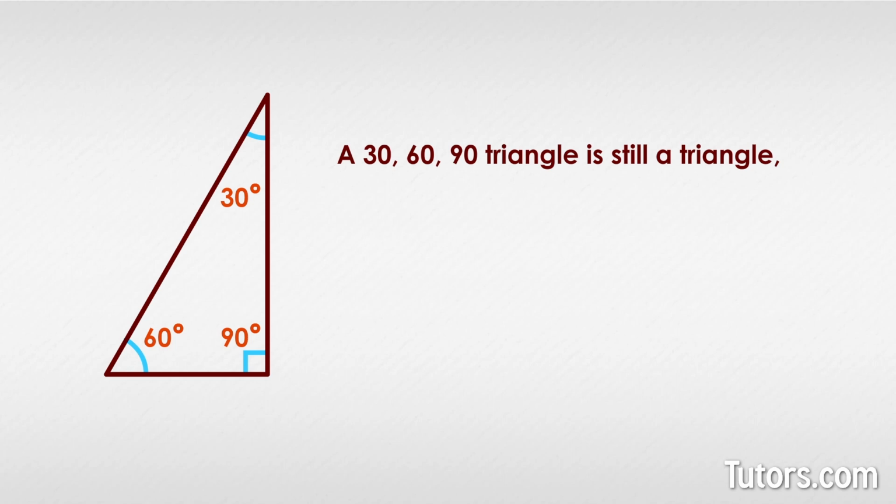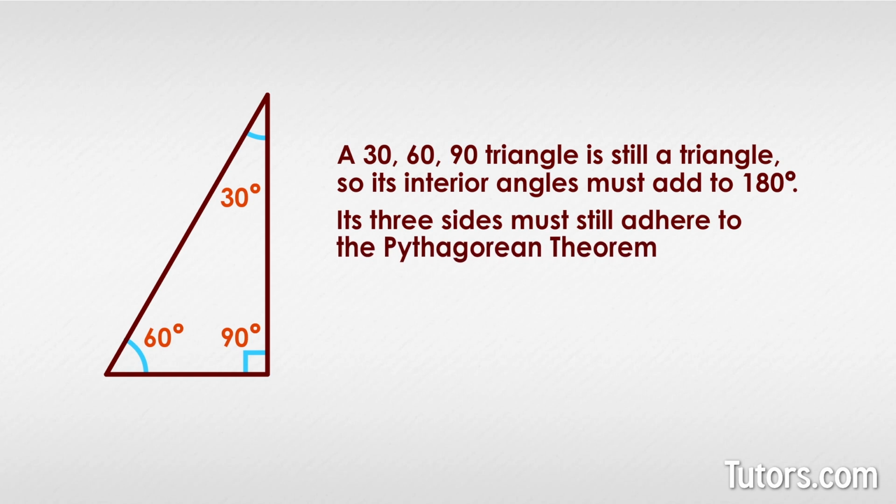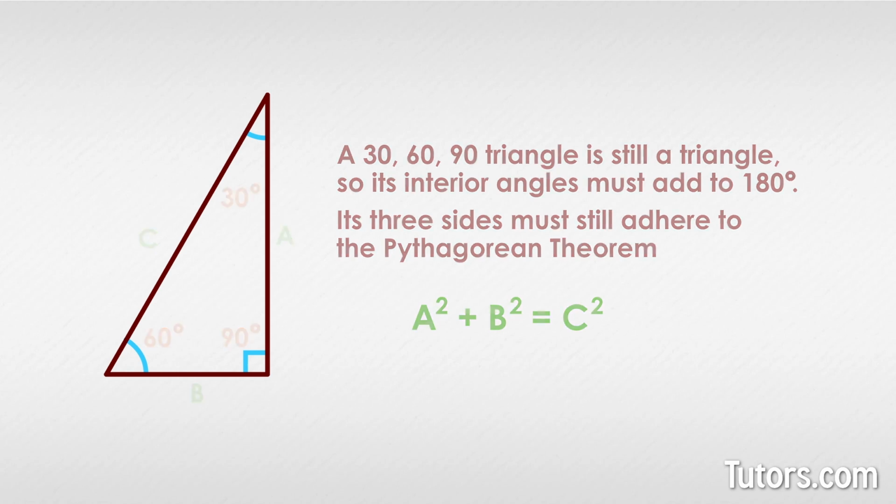Remember, a 30, 60, 90 triangle is still a triangle, so its interior angles must add to 180 degrees, and its three sides must still adhere to the Pythagorean theorem. A squared plus b squared equals c squared. You can use the Pythagorean theorem to check your work or to jumpstart a solution.